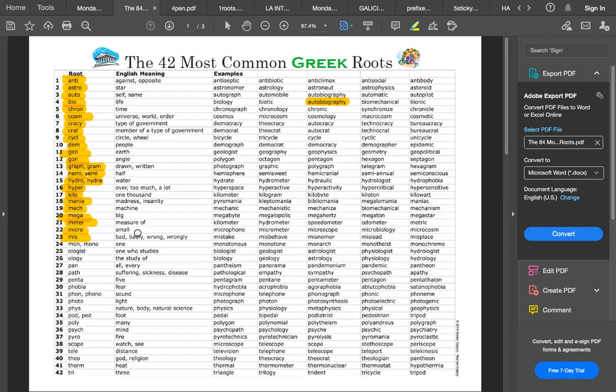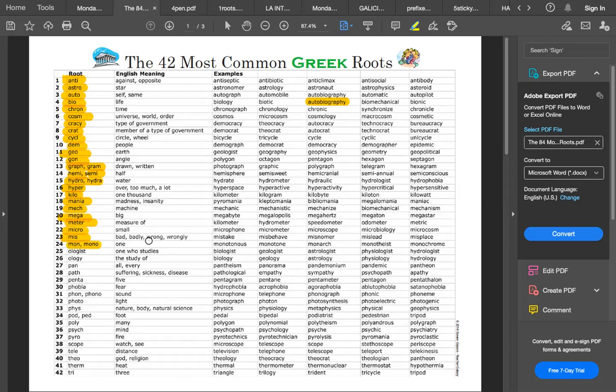Miss means badly, wrong or wrongly. So mistake, misbehave, okay, means to not behave or badly behave. Misnomer is a misunderstanding of a name. Mislead is to wrongly lead somebody. Misplace is to put somebody in a wrong or a bad place or something.